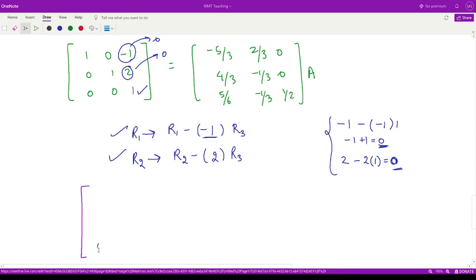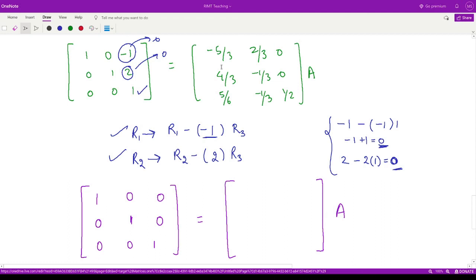Our row 3 would be as such, 0, 0 and 1. For the first row, it would be R1 plus R3, right? So R1 plus R3 would be written here: 1, 0 plus 0 is 0, minus 1 plus 1 is 0 again. For R2, we have R2 minus 2 times of R3. So R2 is 0, R3 is 0, so this would be 0. Then we have R2 is 1 minus 2 times of 0, that is 1 only. And here we would have 0. So you see, we obtain an identity matrix here. So whatever is the matrix that we write here and obtain here, that would be your A inverse.